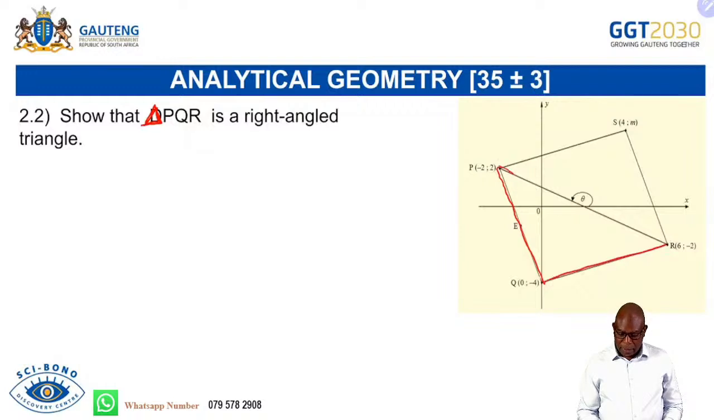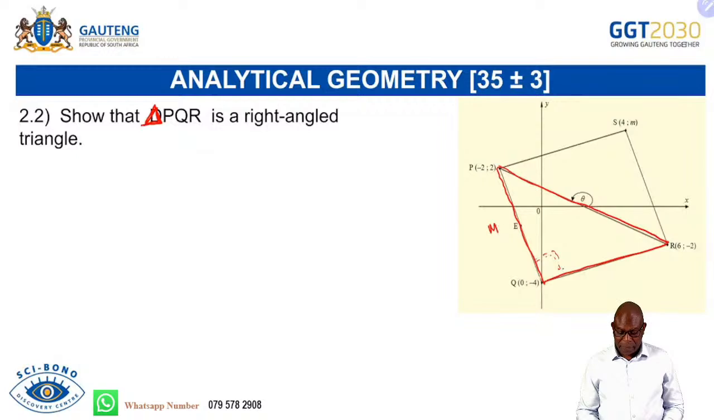PQR is a right angle triangle. In other words, show that that angle is 90. And how do I show that an angle is 90? There are 2 ways to do this question. The first one: if I want to show that that's a right angle triangle, I can use the gradient. What do I know about the gradient?